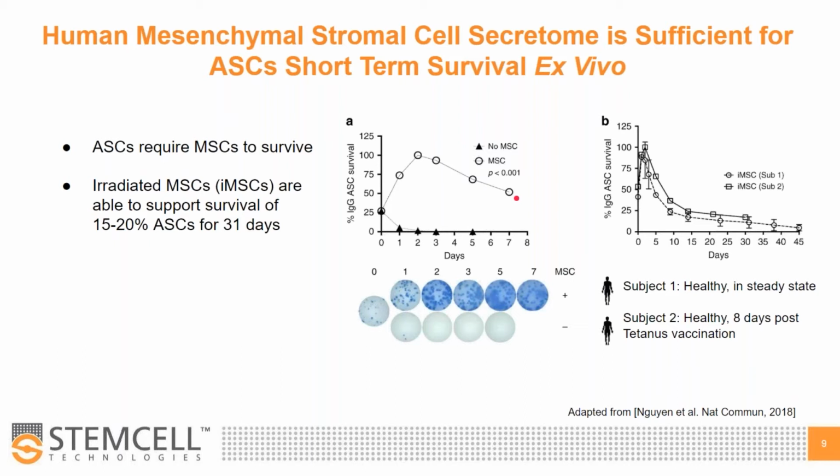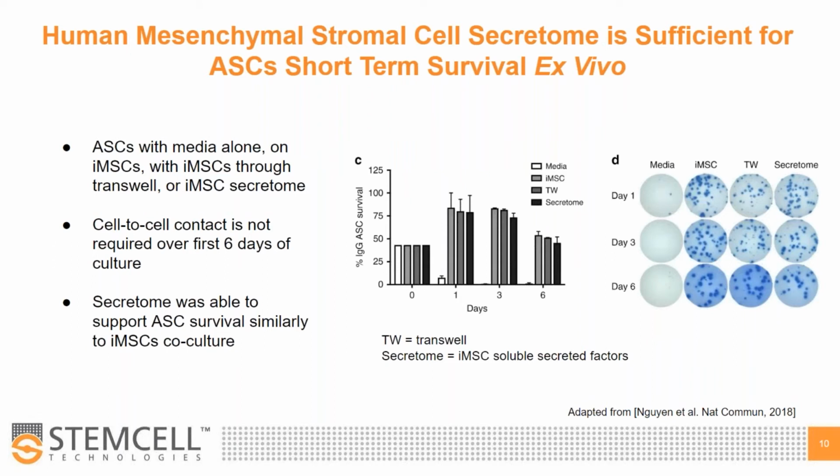They then used irradiated MSCs in order to demonstrate that survival can be prolonged for longer than just 7 days. And they used MSCs from 2 different subjects, one in healthy state and one post-vaccination. And you could see that the trend is quite similar for both of the subjects, where by day 31, you get about 15 to 20% of ASC survival when co-cultured with mesenchymal stromal cells.